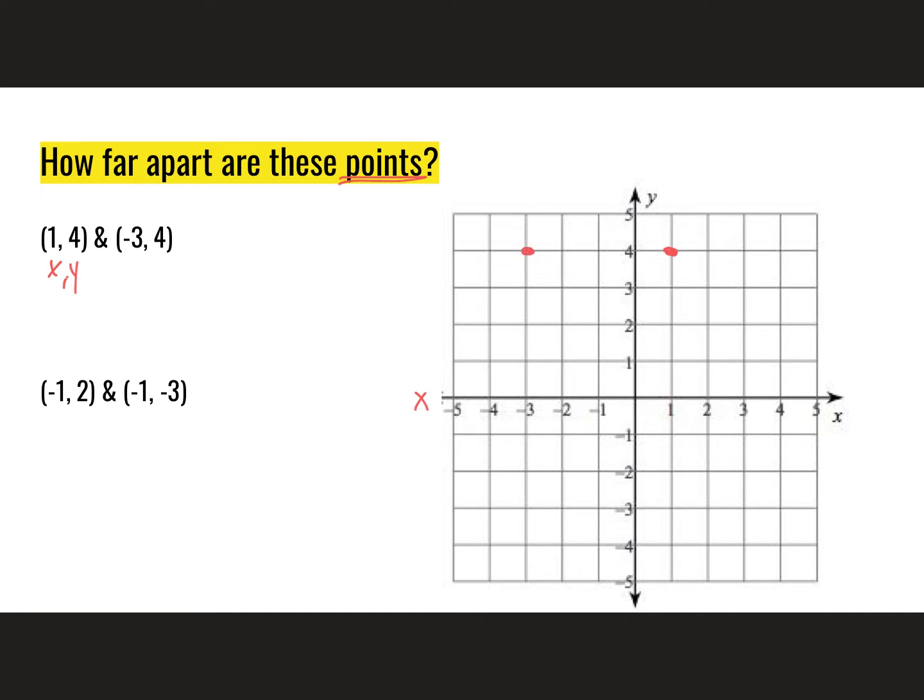Well, in this case, that's pretty easy to count. So we can just count. We go 1, 2, 3, 4. And we know that this is 4 units away.